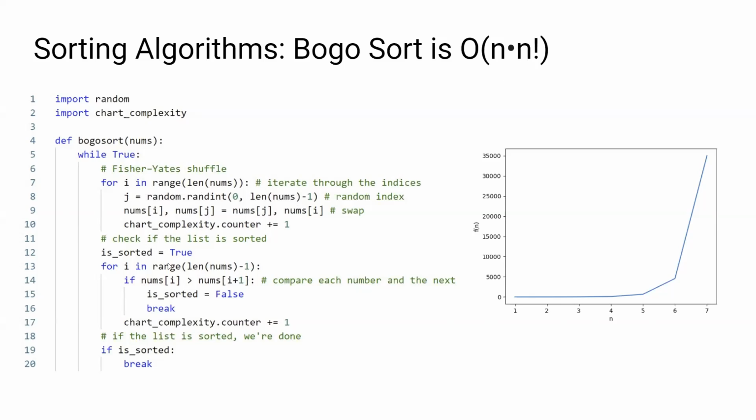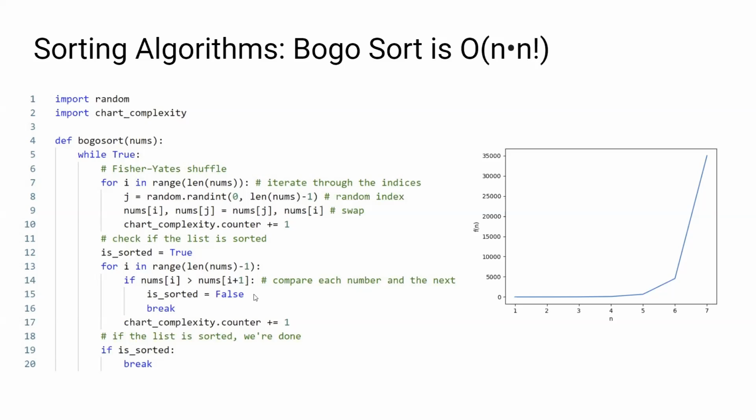And then to check if it's sorted, we just set a flag as sorted to true. We loop through all the numbers in the list, and if a number is greater than the next number, then it's not sorted, right? We assume it's ascending order. So if any pair is out of order, then the whole thing is out of order. We set this flag to false and we break.